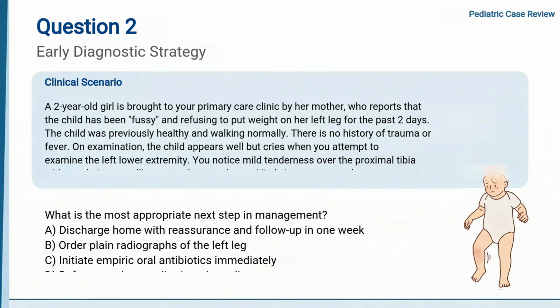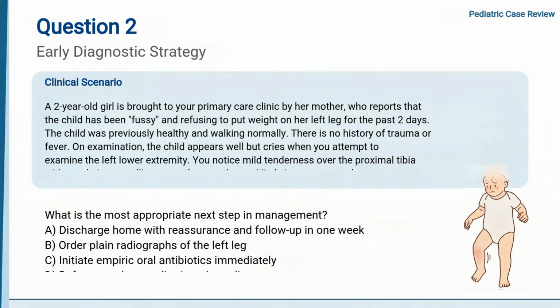A 2-year-old girl is brought to your primary care clinic. Her mother reports 2 days of fussiness and refusal to put weight on her left leg. She was previously healthy and walking normally. There is no history of trauma or fever. On examination, the child cries when you attempt to examine the left lower extremity. You note mild tenderness over the proximal tibia with no swelling, warmth, or erythema. Vital signs are normal. What is the most appropriate next step in management?